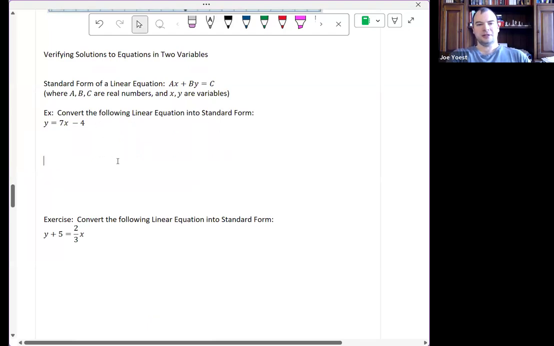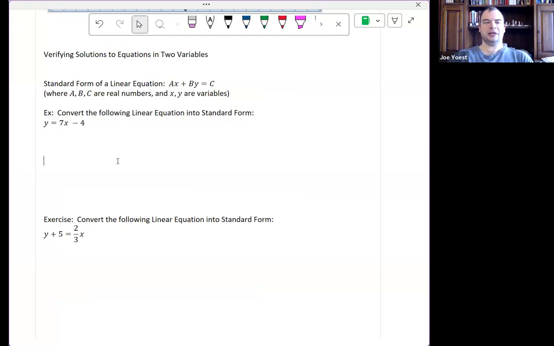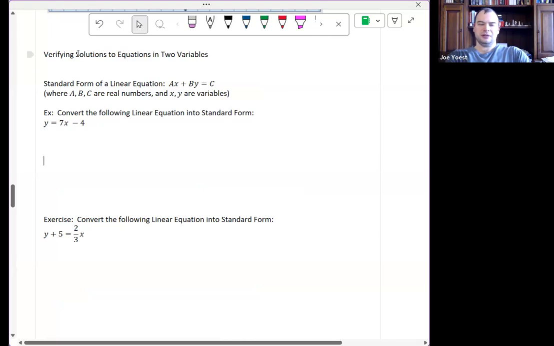Okay, so let's take a look now. We're going to shift gears a little bit. We're moving back to algebraic structures for a time here, and then we're going to try to marry these two ideas together. Let's take a look, not really a first look, but kind of reminding ourselves of how equations in 2 variables work.